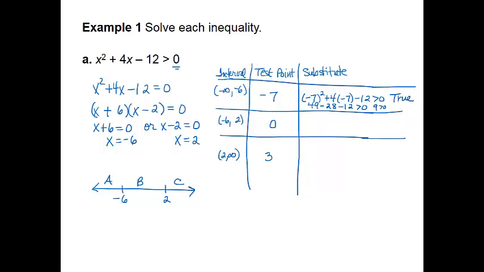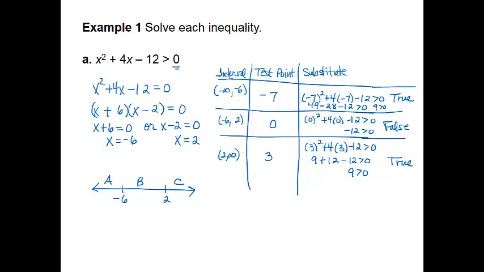In my second interval, I'll test at 0. So 0 squared plus 4 times 0 minus 12, is that greater than 0? No, that would be negative 12, which is not greater than 0. So that resulting inequality is false. If we replace x with 3, we get 3 squared plus 4 times 3 minus 12. Is that greater than 0? That's 9 plus 12 minus 12, which is 9, which is greater than 0, so that is true.